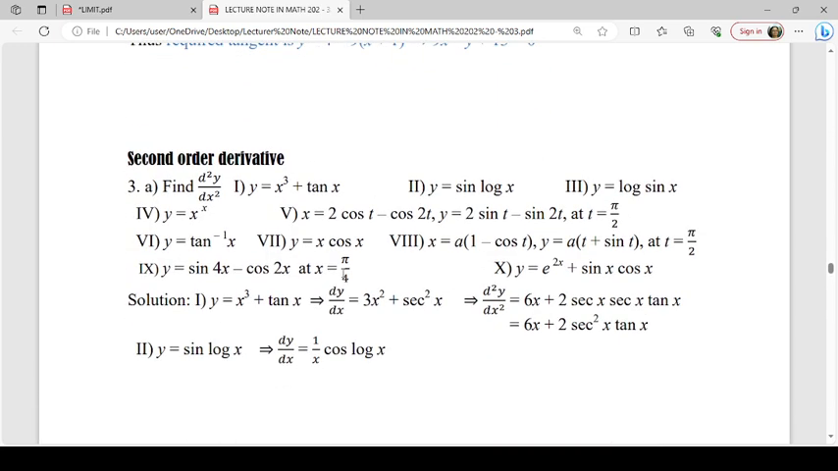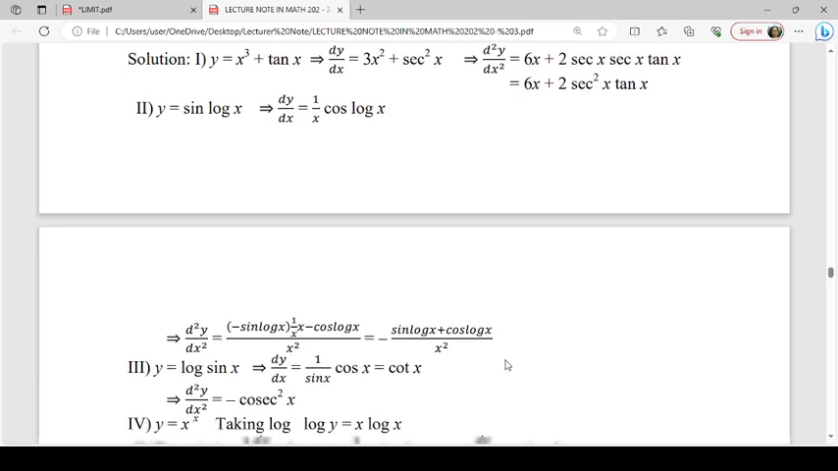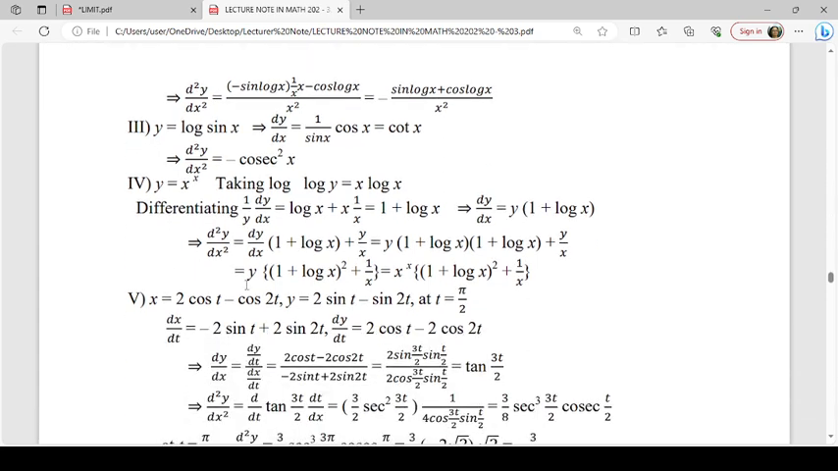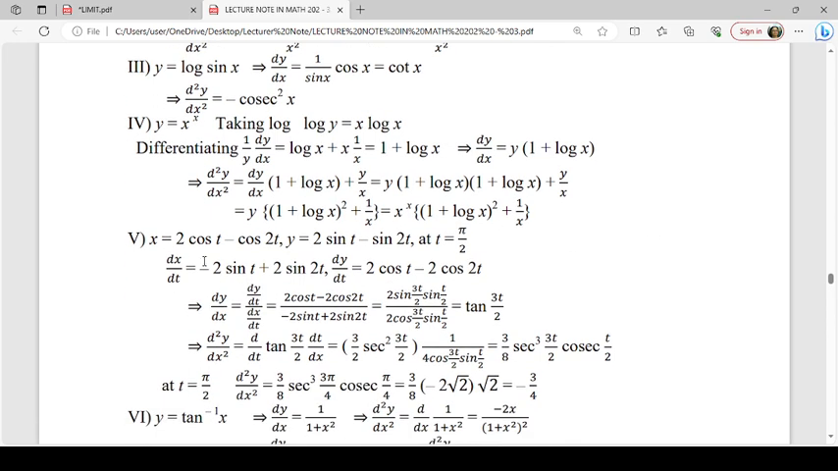Then for the second order derivative, we are finding these values. So dy dx examples are done here. Taking y equal to x to the power x, we need to take log, because there is no formula for x to the power x. So it is x log x; taking log, then 1 by y dy dx. The derivative of x log x is a product: x into 1 by x plus 1 into log x.